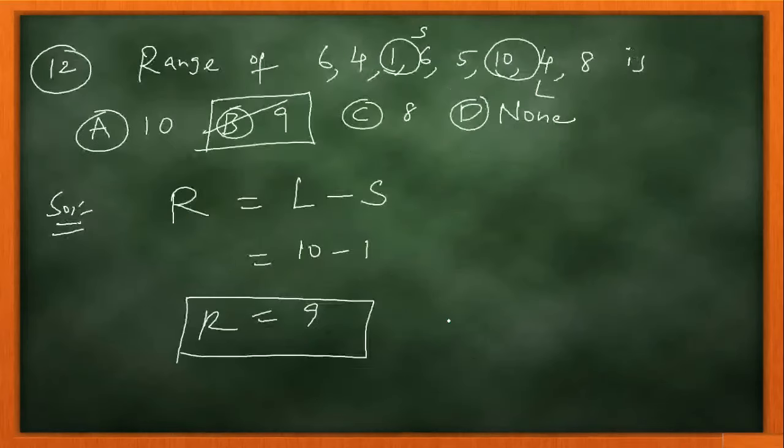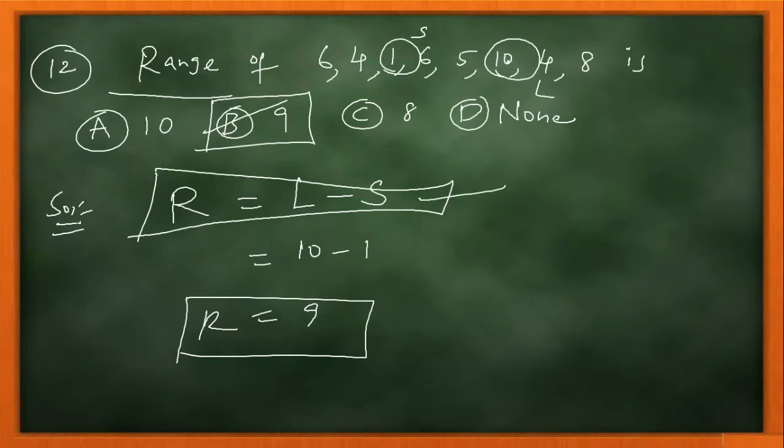Geometric mean is 4. And your 12th question, you have to find the range, that is the difference between the largest and the smallest value. And we know the largest observation is 10 and the smallest observation is 1. 10 minus 1 is 9.